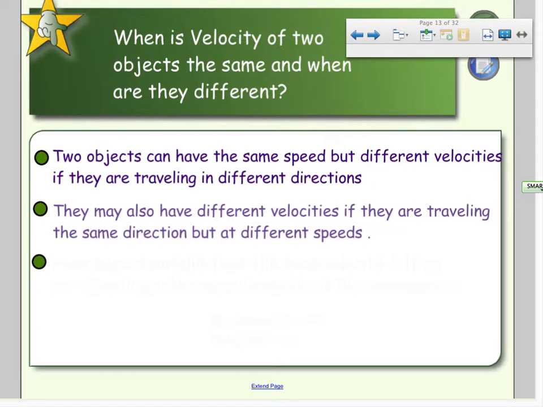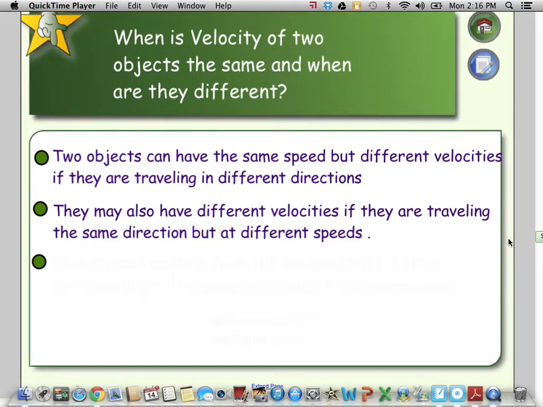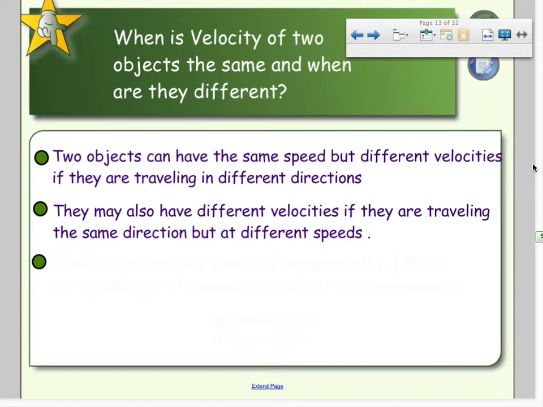If they have different velocities, they can have different velocities if they're traveling in the same direction, but they have different speeds. Because velocity is your speed and the direction you're going. Having this information, how can they have the same velocity? Look at this information. You should be able to come up with a conclusion from there.